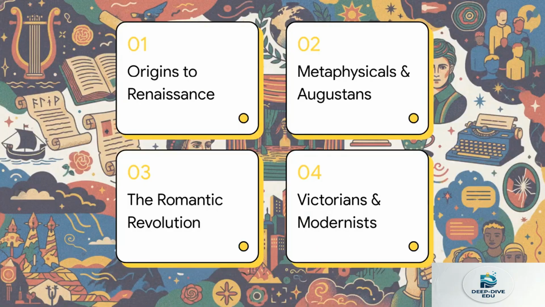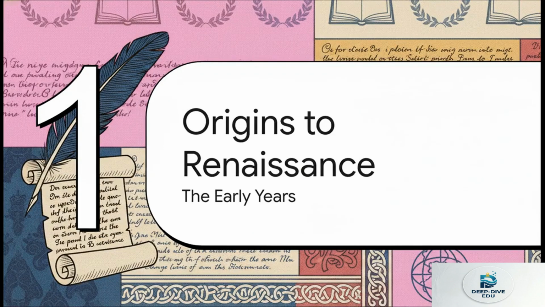Okay, let's dive into the roadmap. We're going to cover origins to the Renaissance, then the Metaphysicals and the Augustans, jump into the Romantic Revolution, and wrap up with the Victorians and Modernists. Let's trace how this all transformed. First up, origins to the Renaissance.